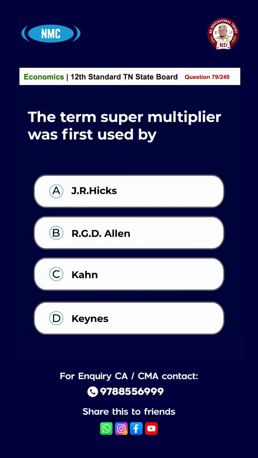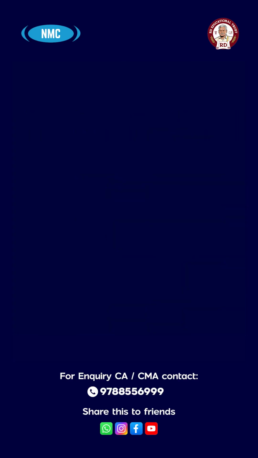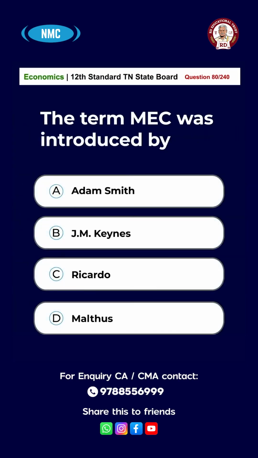Question number 79. The term supermultiplier was first used by A, J.R. Hicks, B, R.G.D. Allen, C, Kahn, D, Keynes. And the answer is option A, J.R. Hicks. Question number 80. The term MEC was introduced by A, Adam Smith, B, J.M. Keynes, C, Ricardo, D, Malthus. The answer is option B, J.M. Keynes.